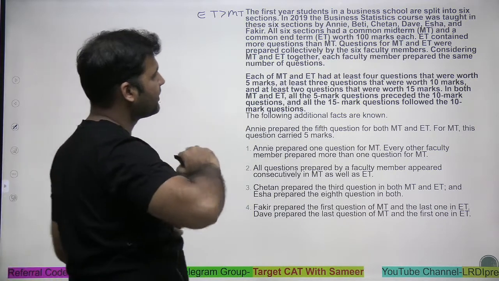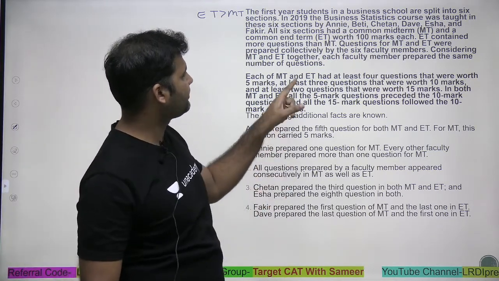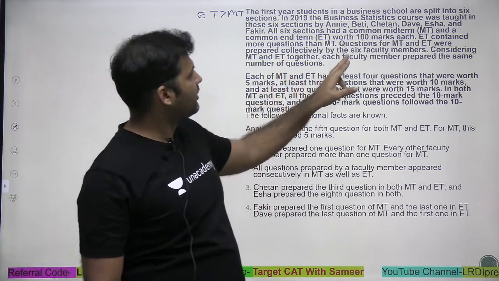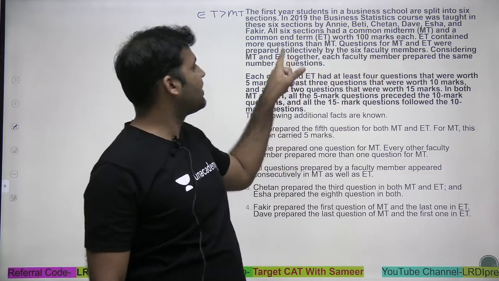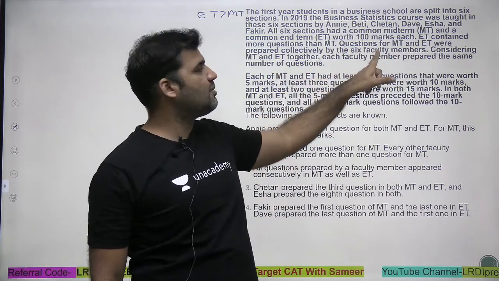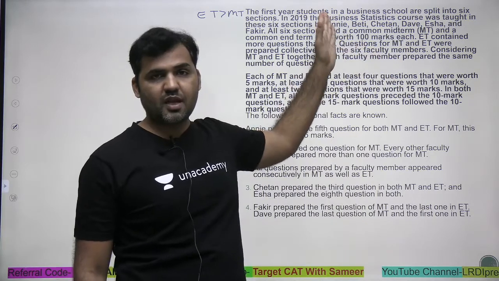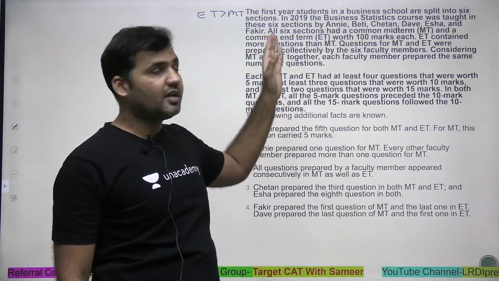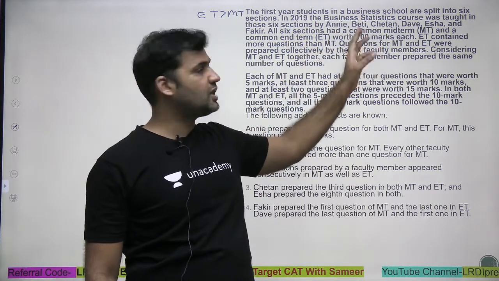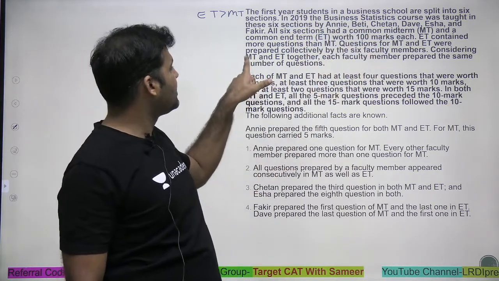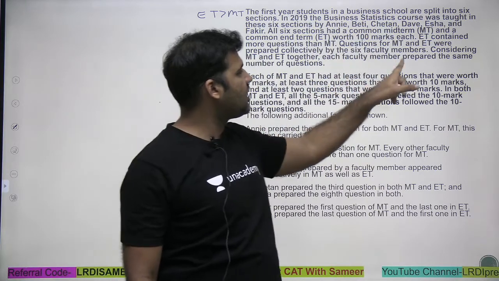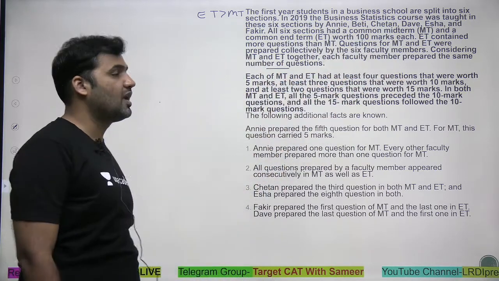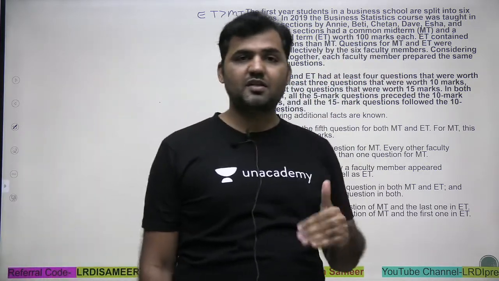Keep this in mind. Then next, questions for MT and ET were prepared collectively by the 6 faculty members. So these 6 faculty members, whose names start from A, B, C, D, E, F, are preparing the questions for these 2 terms, right? Now considering MT and ET together, each faculty member prepared the same number of questions. Every faculty member is preparing the same number of questions.